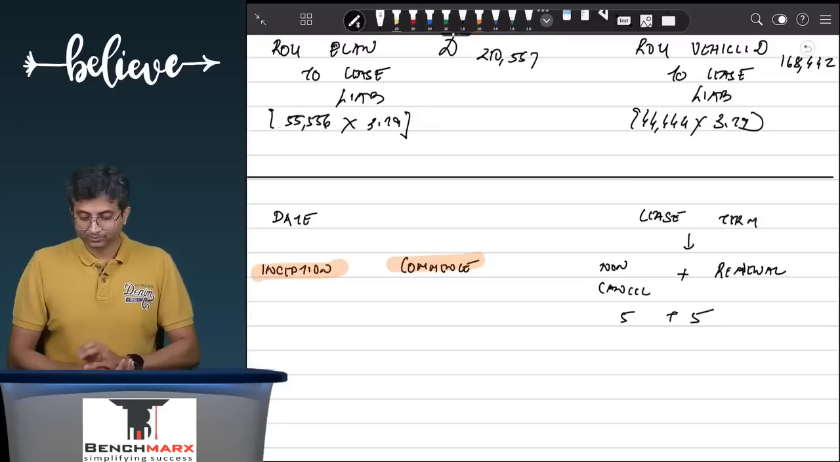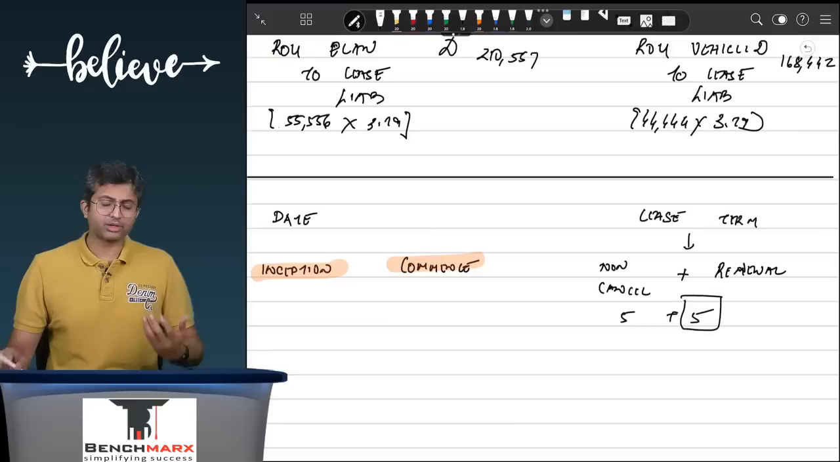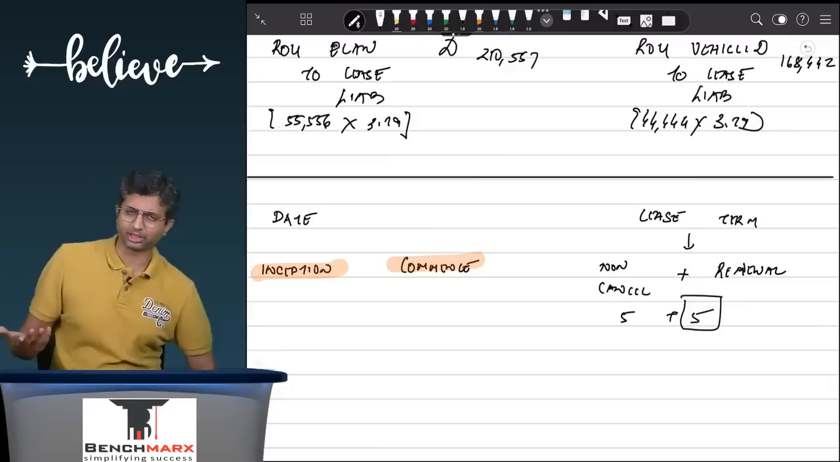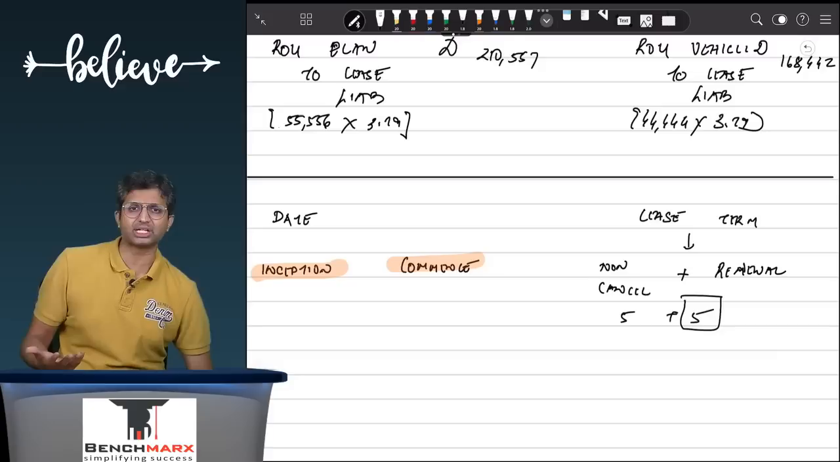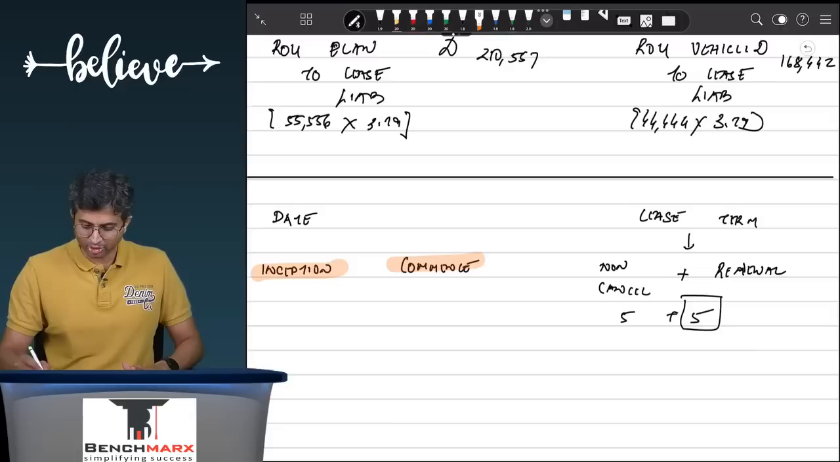Now, when we look at the total lease term, should you always take the renewal period? No. Well, if the rent in the renewal period is high or it is at market rate, the property is not at a very unique location and we have not done any significant modifications, in which case there's no economic incentive to continue. And hence, if there's no economic incentive to continue, you will do the working considering the lease period as 5 years only.